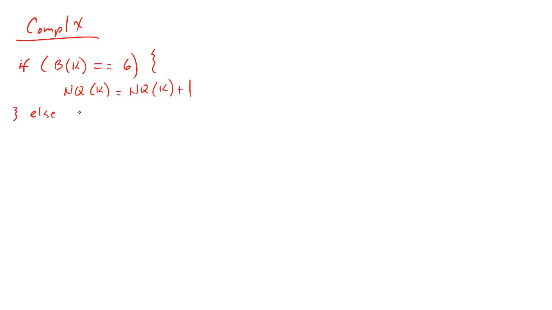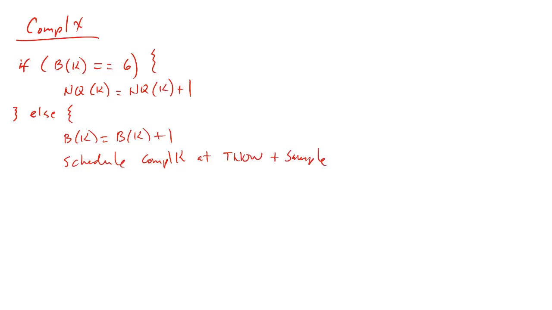Otherwise, meaning bk is less than 6, then we increment bk. bk equals bk plus 1. And here's where we need to do the increment because we have more than a single capacity server. And we schedule the corresponding completion event. Schedule COMPLK, completion on K, at T now, current time, plus sample, where in this case sample corresponds to sampling the cooking time.